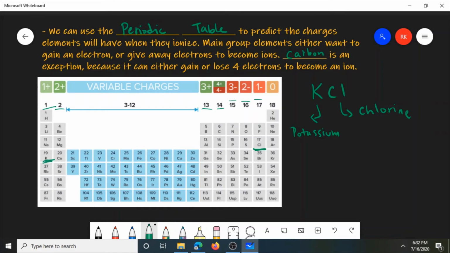So the standard way to write a chemical formula is the cation followed by the anion. However, we need to convert the anion element to have a suffix of -ide. So the cation is potassium, which remains the same, and the anion is chlorine, which will be converted into chloride. So KCl is potassium chloride.